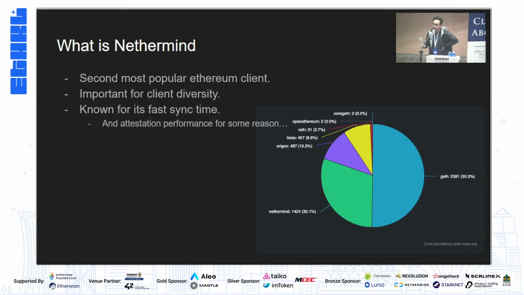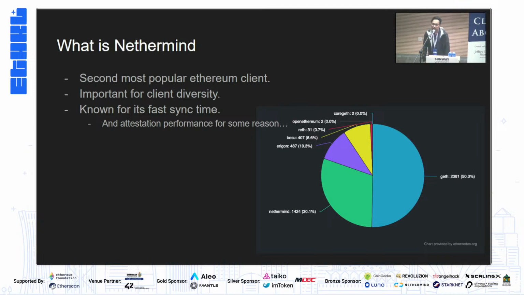So everyone knows about Geth. Geth is this guy over here, which is the most popular one. And right behind it is Nethermind. According to Ethernodes, it's around 30% market share. I think this is from Monday or something. Ethernodes is not very accurate, there's something about it that people talk about. But yeah, next is Nethermind, roughly.